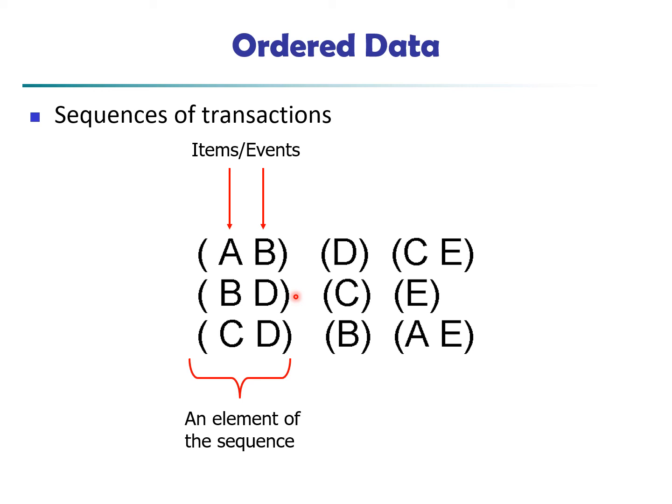Now, in time series data, let's think about the daily temperature within a month. The first day the temperature is, let's say, 22. The second day is 25. The third day is 22. Notice these values, 22, 25, 22. They are important because they represent an order, and they need to come in this order for us to utilize them.